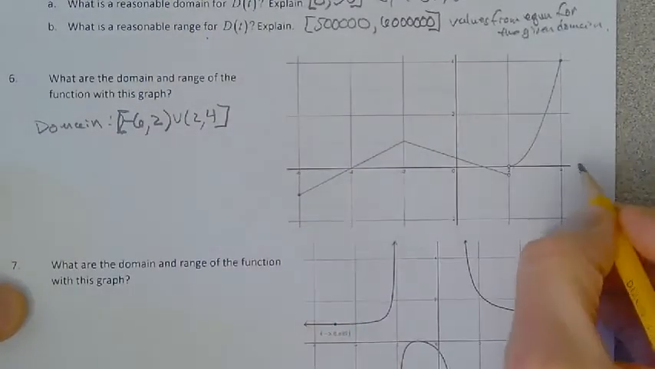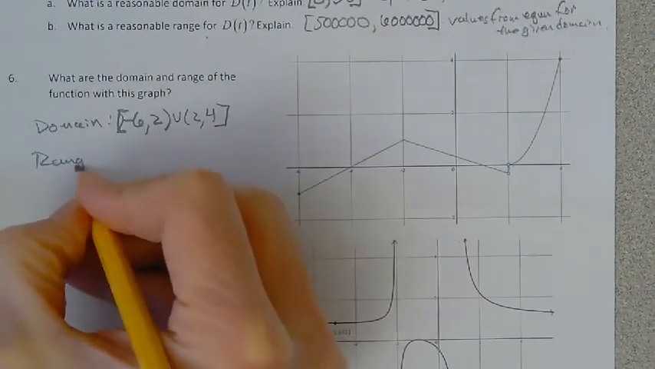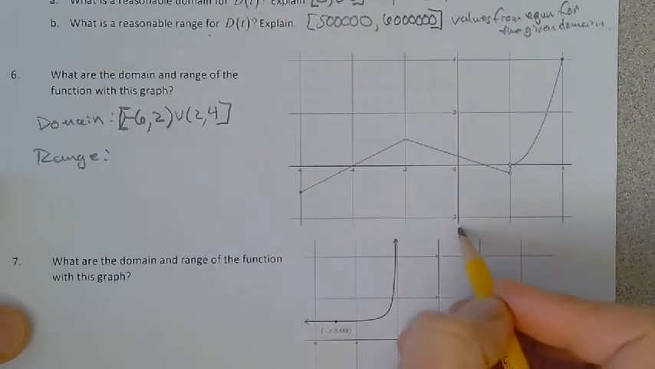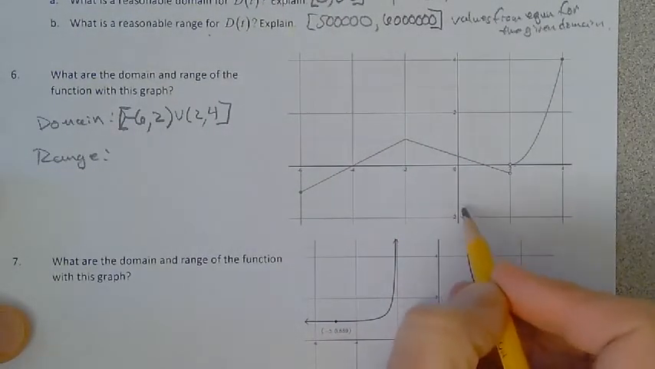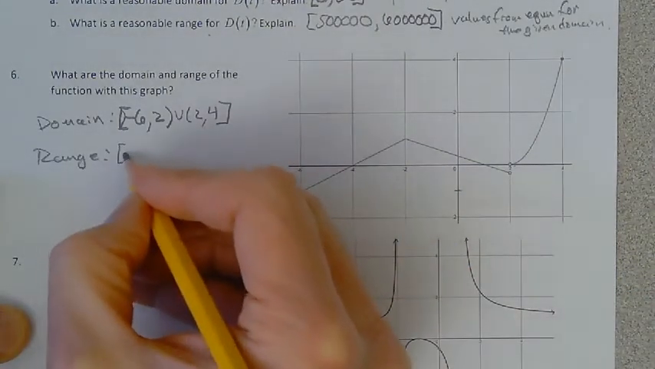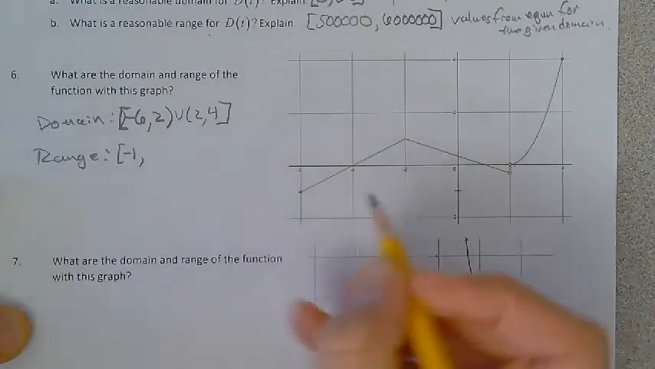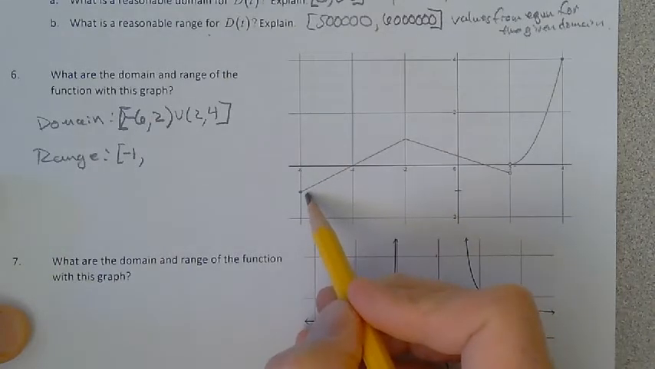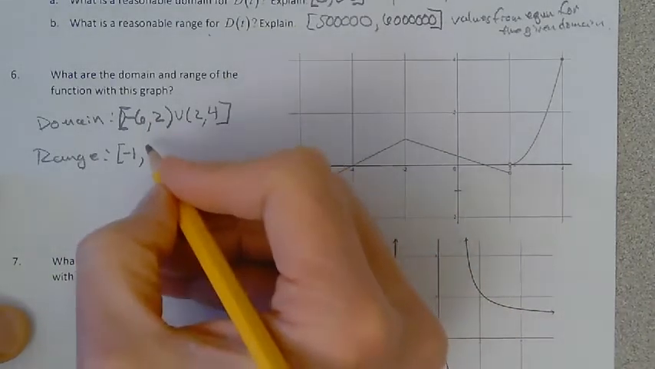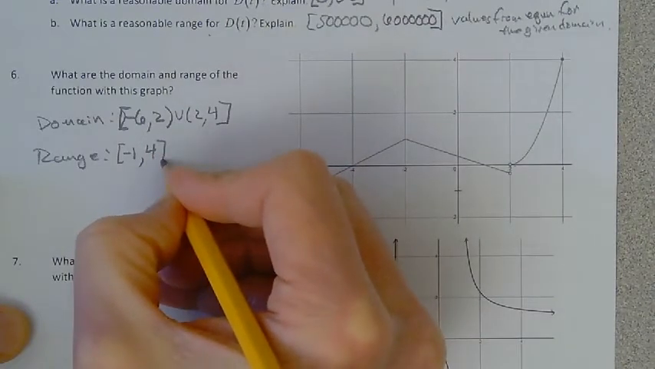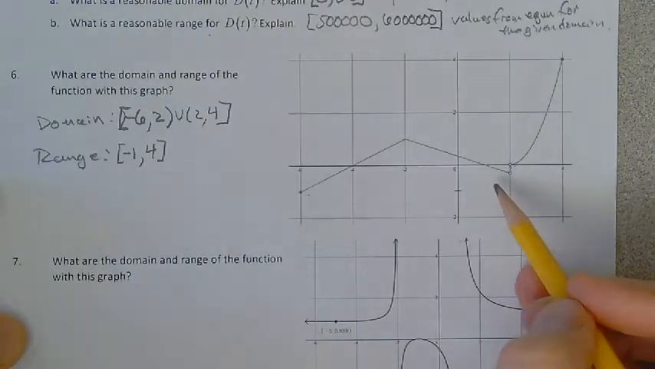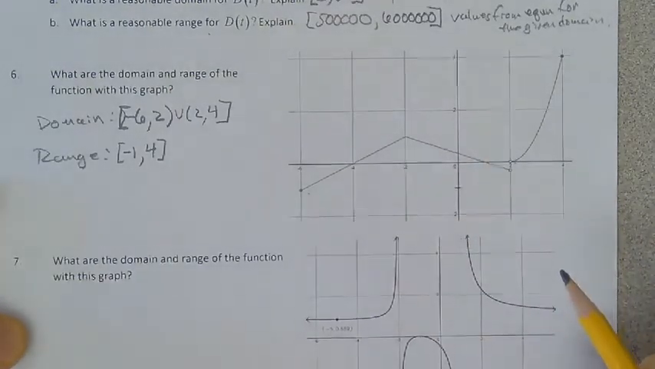So domain comes from the inputs. Our range on this one is going to be the outputs, and we start kind of from the lowest numbers, which are down here at the negatives. That looks like about -1, where that point is there. And I can get all of the values from -1 up to 4 out of this. I don't think there is any output value that I can't get. Okay, they seem to all be covered in there.